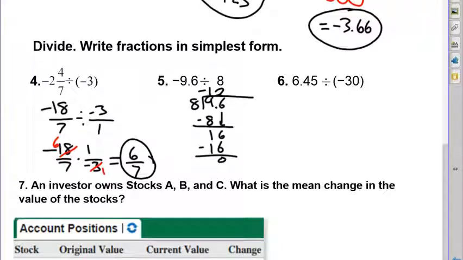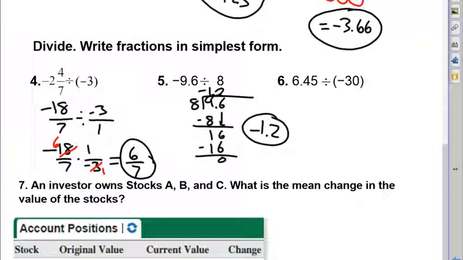Unfortunately, I made a mistake. I didn't quite do it right. The answer is not negative 12. I forgot to carry up the decimal point from 9.6. My result is negative 1.2. The key there is just to keep that decimal point right above the place where it was in your original problem.